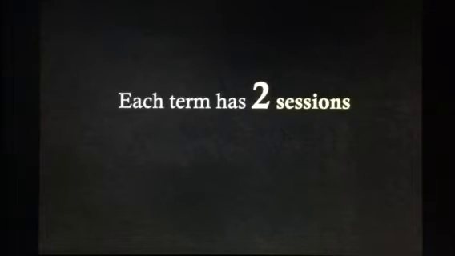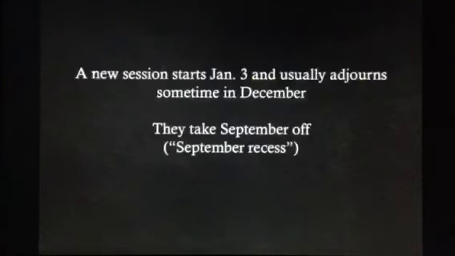Each term of Congress has 2 sessions. A new session starts January 3rd and usually adjourns sometime in December. September is usually taken off. They call it the September recess.